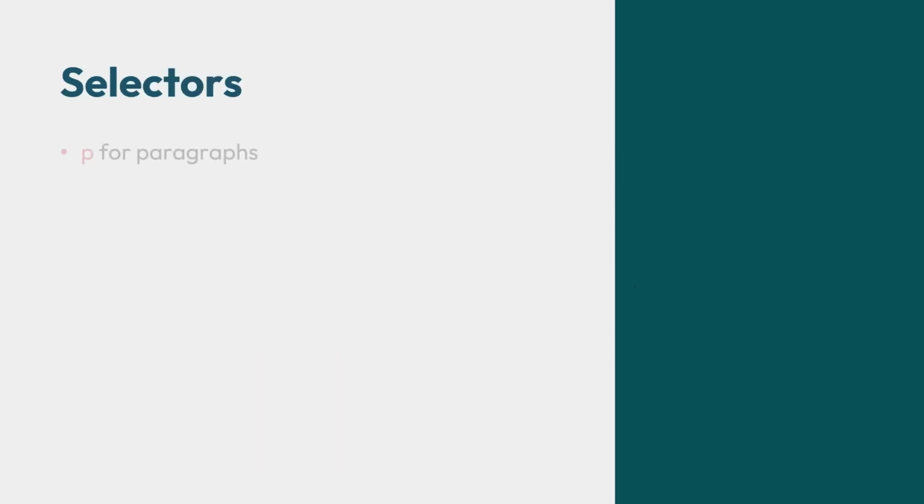Then we have selectors. P stands for paragraphs. That is basically a basic piece of text. And then we have A for links. Anything that links to another page, it is commonly used for buttons, but it can be a piece of text, it can be an image, it can be anything that links to something else. It can be IMG for images.